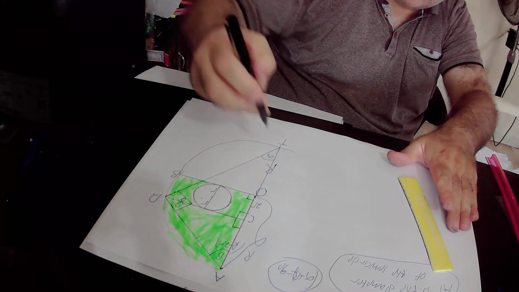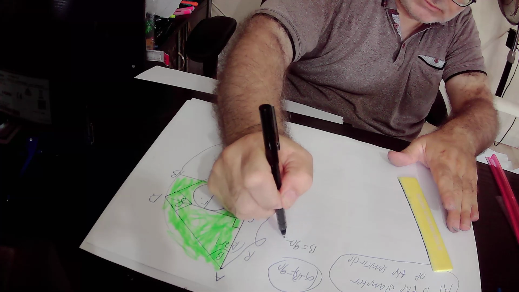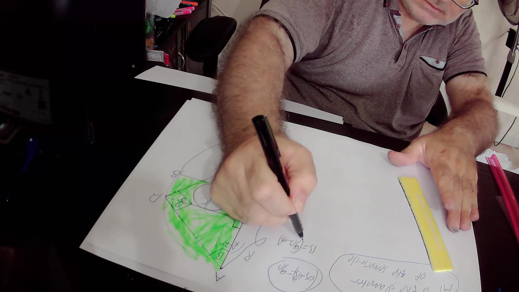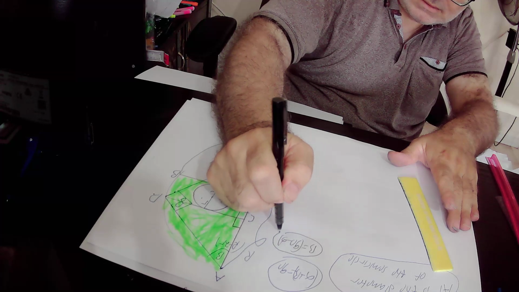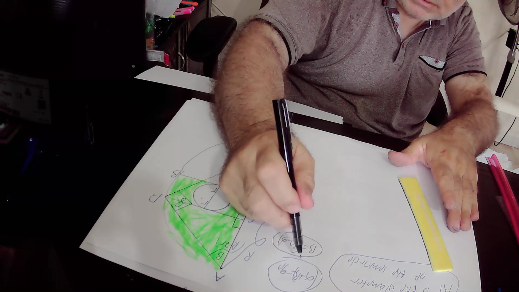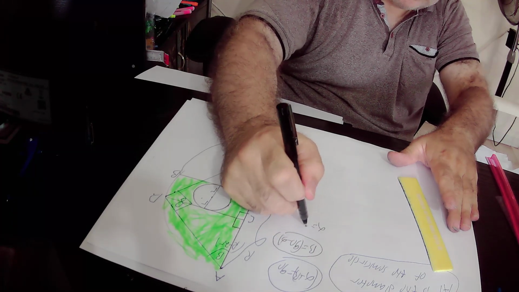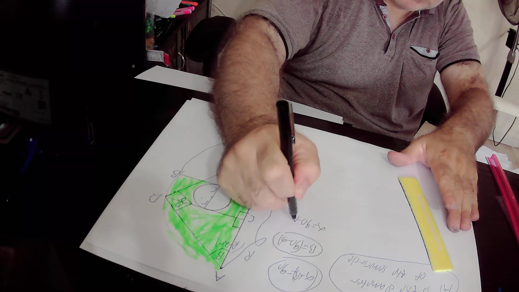Here we subtract alpha from this equation and we get that beta equals 90 degrees minus alpha. We subtract beta from this equation and we get that alpha equals 90 degrees minus beta.